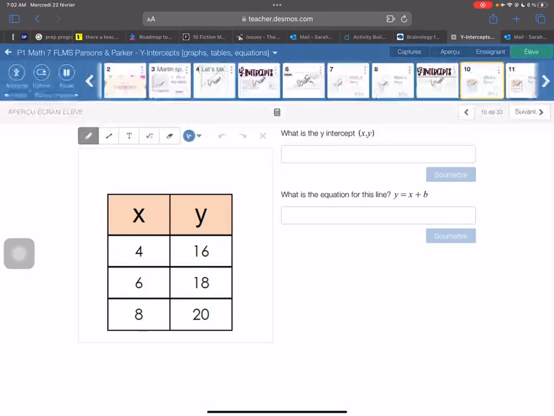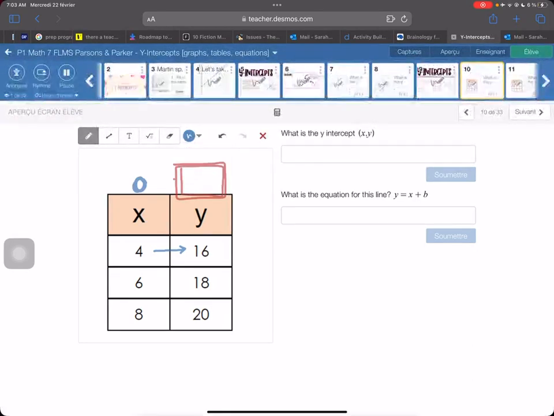The y-intercept is going to be how I get from my x to my y by adding. And remember that that y-intercept is going to be at the point x equals 0. So we'll need to create a new point. I'll need to figure out what this number should be on the right when x equals 0. That's going to be my y-intercept.